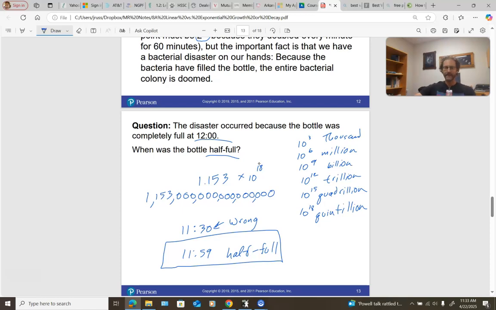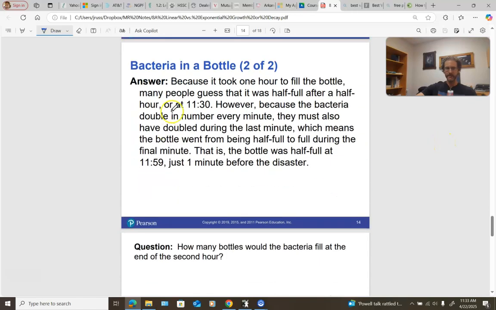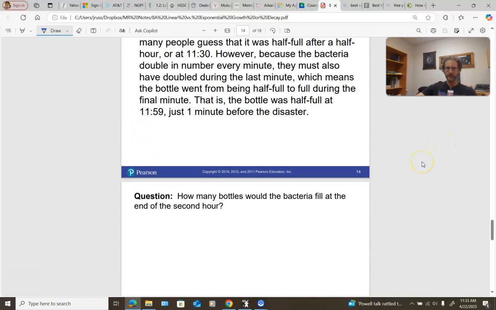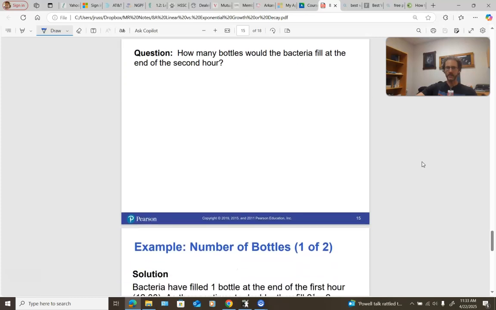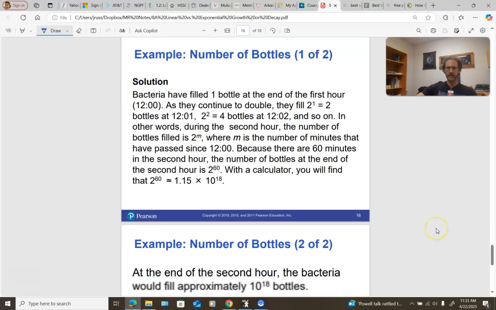So this is an example of how our tendency to think in linear terms can really cause us to make erroneous assumptions. So anyway, this is a good critical thinking question. Now let's continue this. This is just the answer. Let's look at another question here, an extension. This will be the last one that we do, I think.